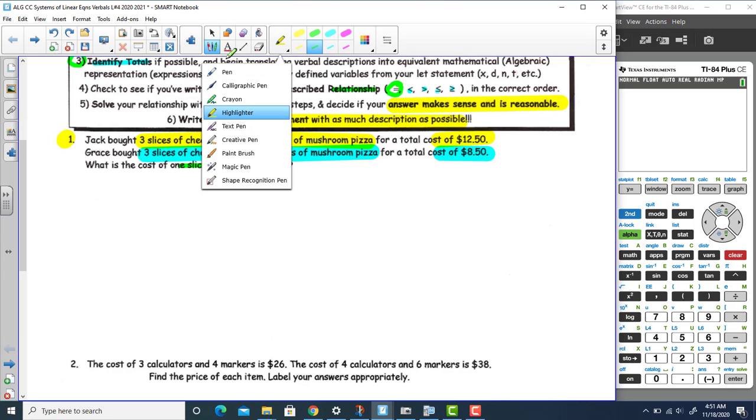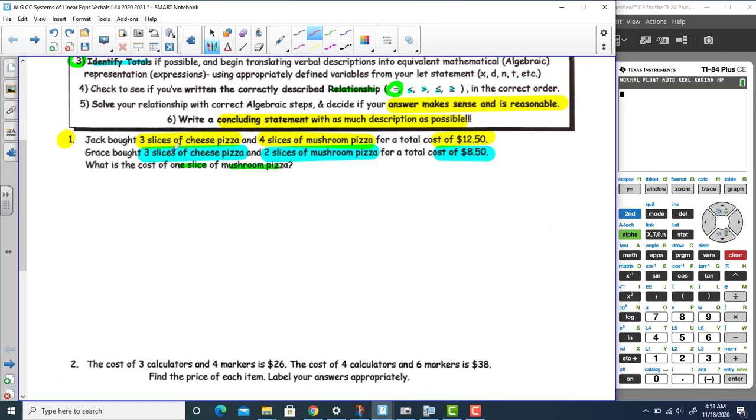So there are a lot of students that look at this and think, I think I just get it. I think I can see what's going on here. Since the cheese is the same, it looks as though Jack bought 2 more slices of mushroom, and it looks as though he paid $4 more.